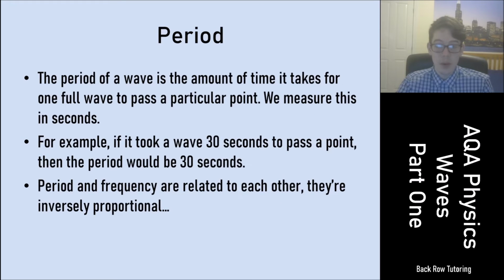The period of a wave is the amount of time it takes for one full wave to pass a particular point. We measure this in seconds. For example, if it took a wave 30 seconds to pass a point, then the period would be 30 seconds. Period and frequency are related to each other. They are inversely proportional.